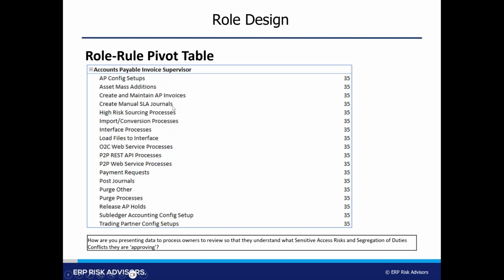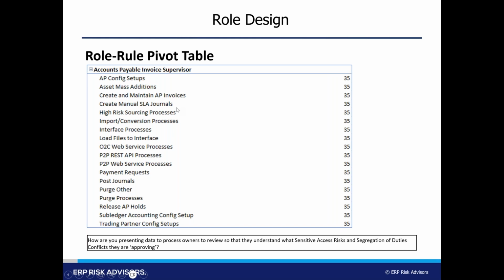So if I'm a process owner looking at the data, as Bob will show here in a minute, and I see create manual SLA journal entries, I'm going to ask the question, why does my AP supervisor have the ability to bypass the workflow process? Now, this is maybe even cryptic to you. What does create manual SLA journal entries mean?